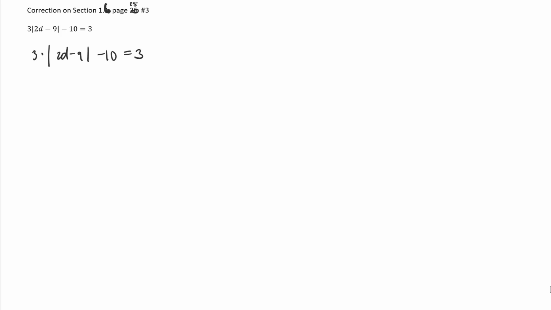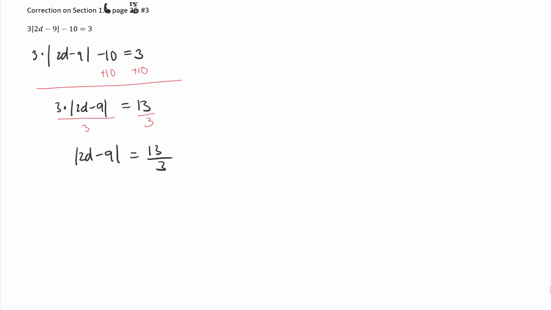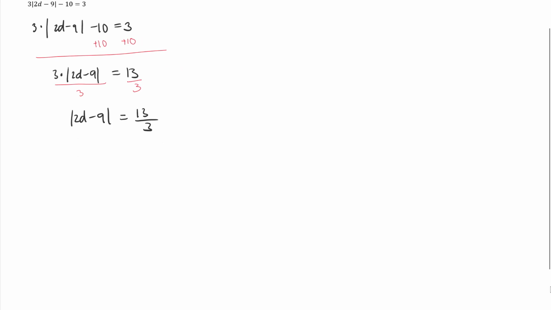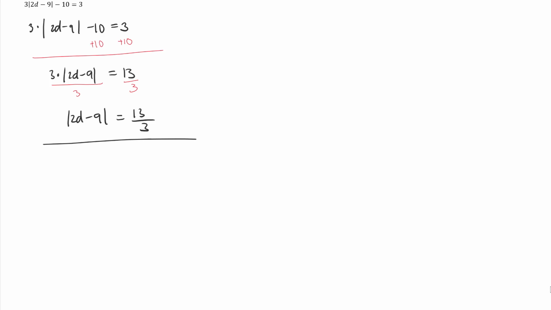So the first thing I should have done is add 10 to both sides. So now I have 3 times the absolute value of 2d minus 9 is equal to a positive 13. Now, since it's being multiplied by 3, I have to divide by 3, so that the absolute value of 2d minus 9 is equal to 13 divided by 3. So now from here, we want to split this into our positive and negative values because the absolute value is now isolated.